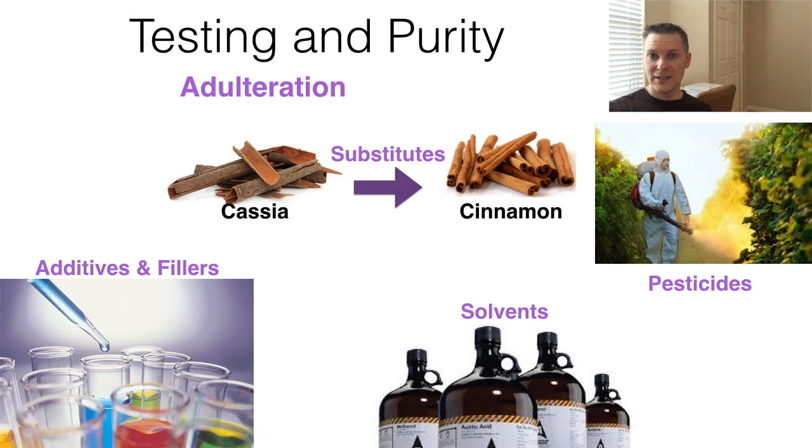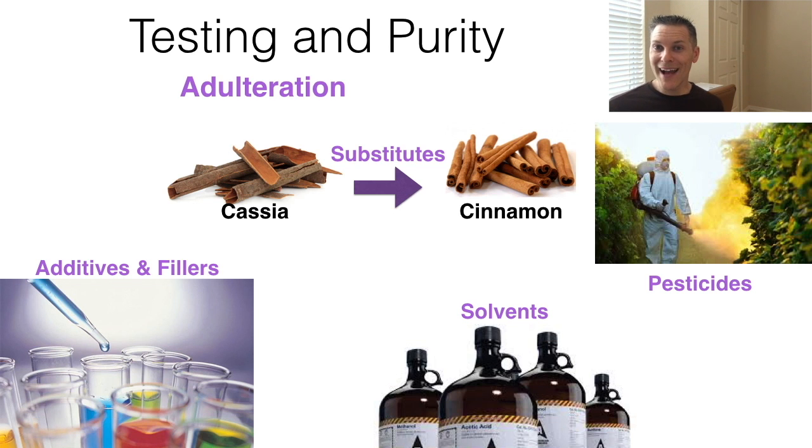Another way that essential oils can be adulterated is through the use of pesticides. These pesticides, put on the plants, find their way into the essential oil because they go through the same distillation process. They contaminate the oil and potentially add harmful chemicals to the essential oil.